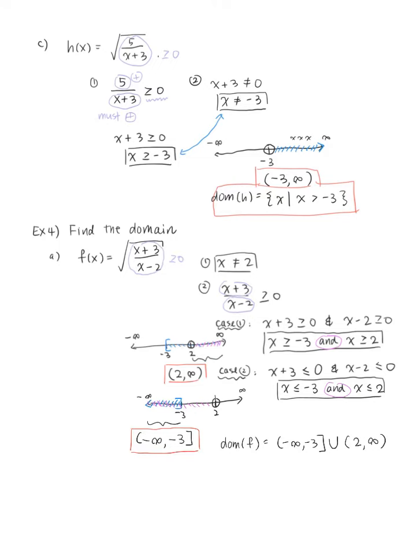Now, if you want to write this in set notation, we write this as the set of x such that, let me see, x is less than or equal to negative 3 in this case, comma, and all the x must be strictly greater than 2. Yikes. All right, but anyways, this is going to be our official answer.